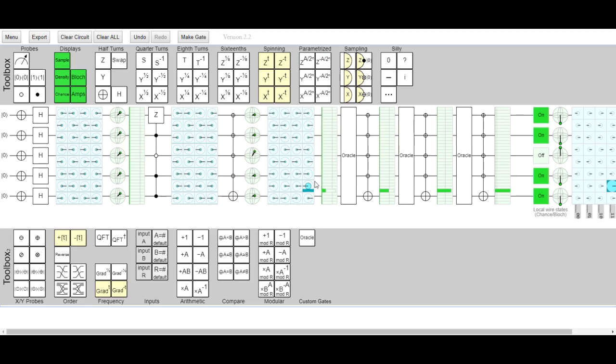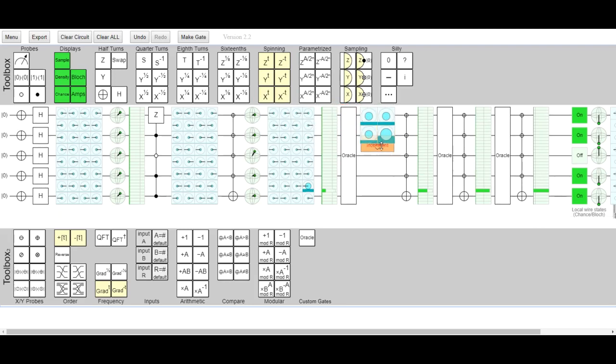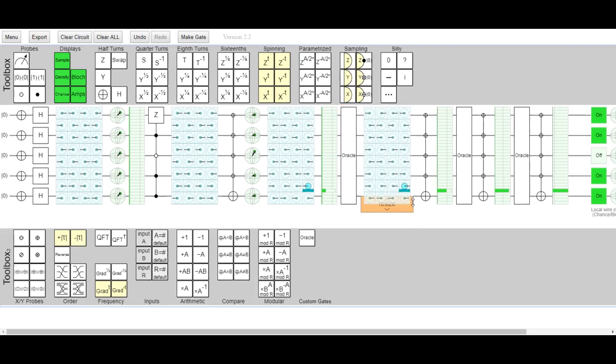Because then the pattern is the same, right? So then the oracle comes in, and if I put another display here, then we see that the only thing the oracle is doing is flipping the amplitude. It's negating the amplitude of our solution state, no matter which is here, it just negates it.